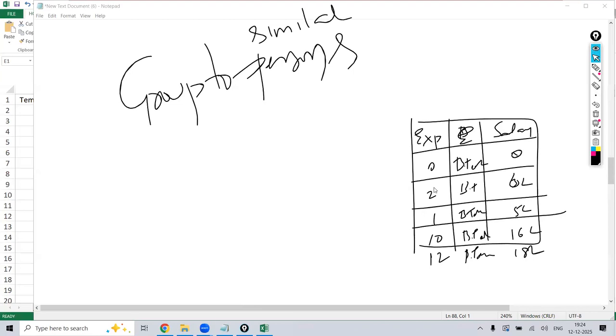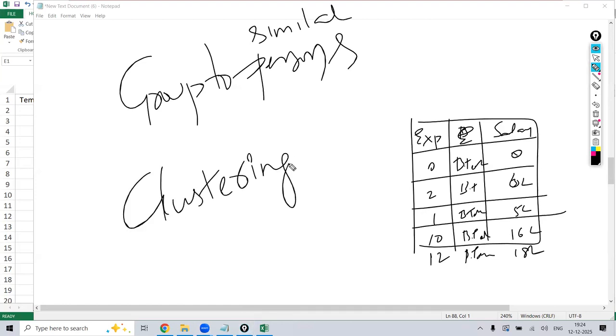So here, the first three records belong to one group. High experienced people belong to one group. These three records I'm going to consider as one group, and these two people I'll consider as one group. So what I am estimating is nothing, I am just grouping the similar records. This logic is called clustering. Clustering means grouping of similar people, similar records.